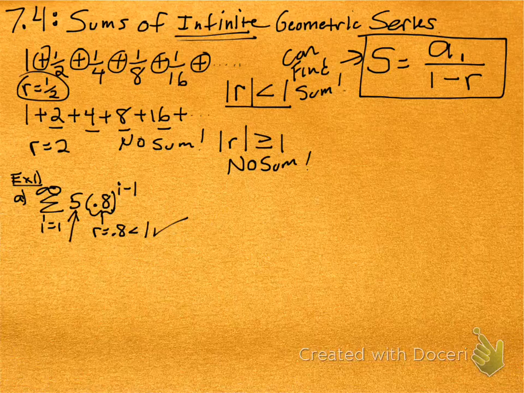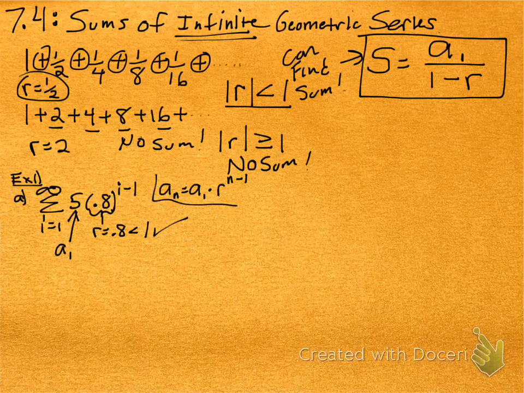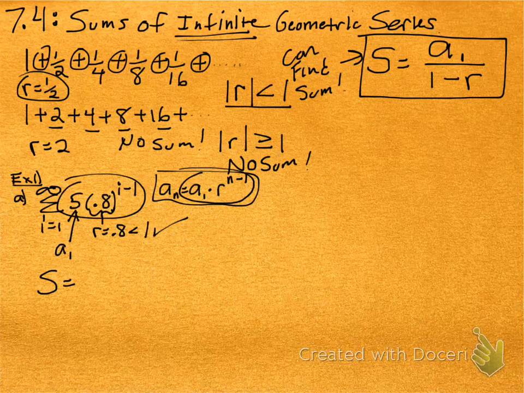Now remember, this is our first term, a sub 1. Just in case you forgot, for any geometric series, it's of the form a sub 1 times r to the n minus 1 power. So I'm just comparing this formula to here, and I know my first term, a sub 1, is 5, and my common ratio is 0.8. So if I use my formula for an infinite geometric series, I get my first term, a sub 1, which is 5, over 1 minus the common ratio, 0.8.